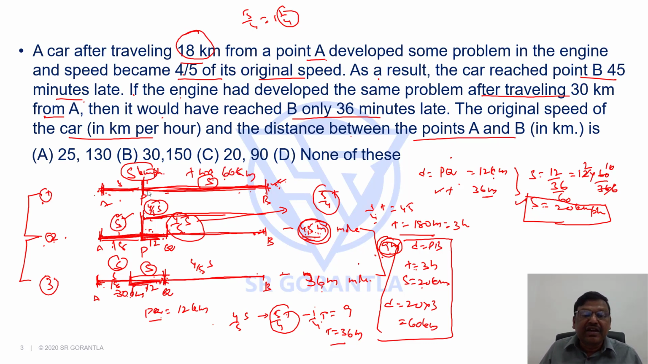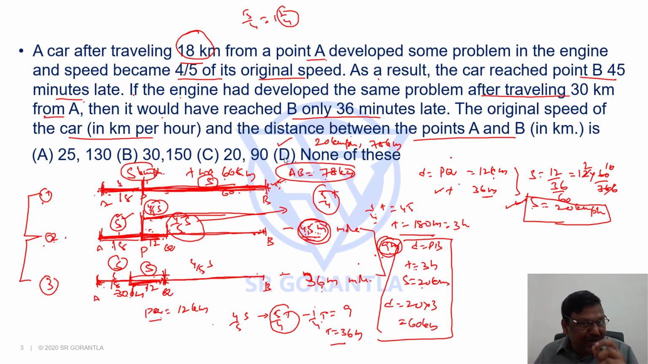If PB is 60 kilometers, and AP we already know is 18 kilometers, then AB is 18 plus 60, the total distance is 78 kilometers. So AB is going to be 78 kilometers. Now the question is original speed and distance. Original speed is 20, distance is 78, which is not there in our options, so the option is none of these. The speed should be 20 kilometers per hour and the total distance is 78 kilometers. Our answer choice is D, right?